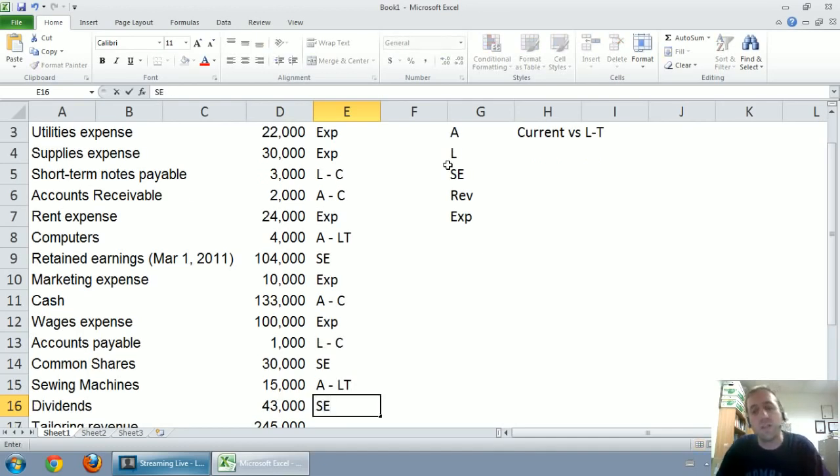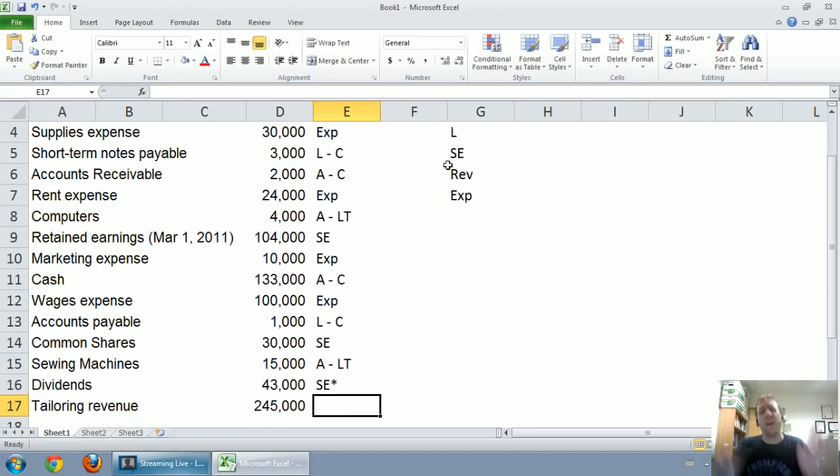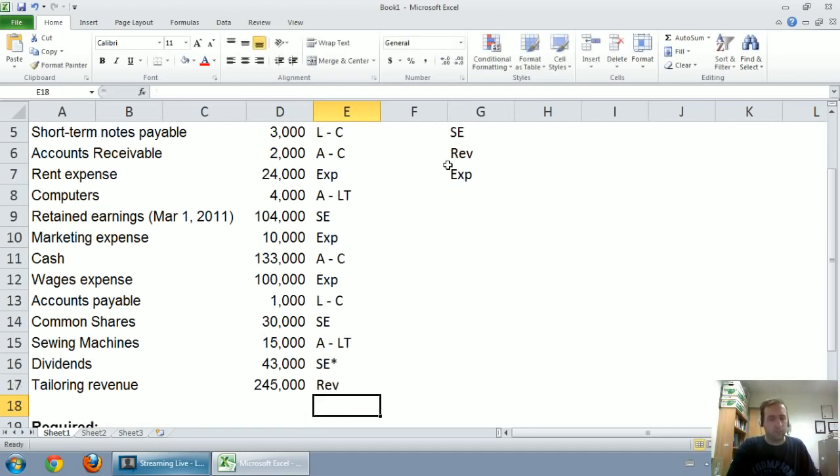Dividends, we said we're going to classify it as shareholders' equity. I'll put a little asterisk. It's not technically going to be under shareholders' equity in our balance sheet, but it affects shareholders' equity, and we'll talk about that in a little while. Tailoring revenue, that's the last line here. Well, that is in fact a revenue account.